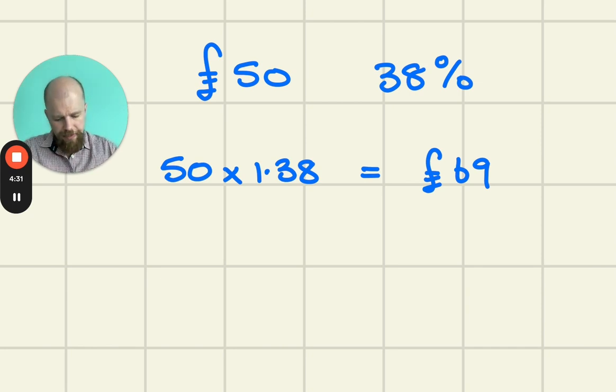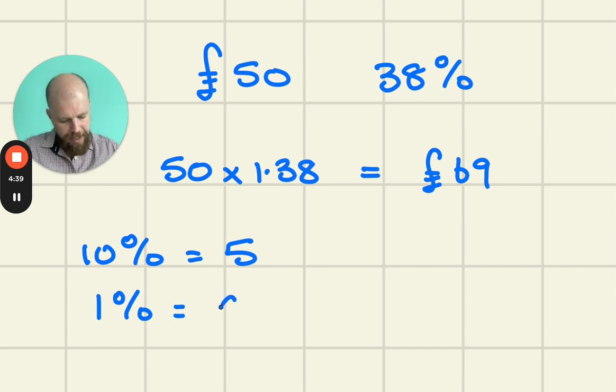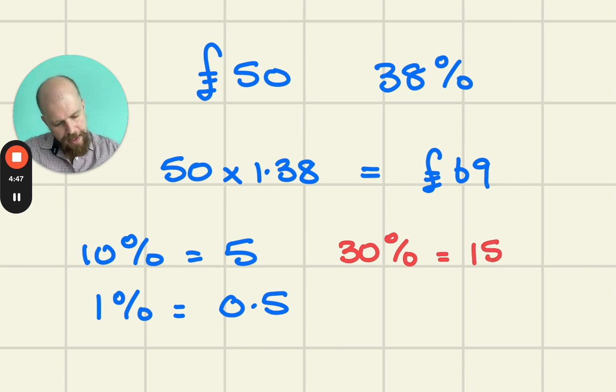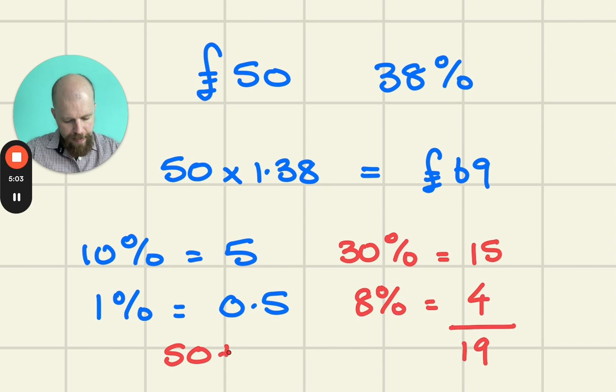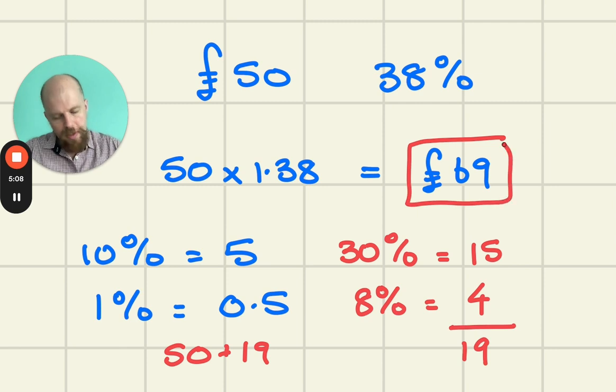Without a calculator, find 10%. So 10% divided by 10, 5. Find 1%. That would be divide by 10 again, so 0.5. We need to find 30%. So I times it by 3, and that gives me 15. And I need to find 8%, which would be 4, because I times 1% by 8. 0.5 times 8 is 4. Add these two together to get 38%. That would be 19. And then finally, if I add 50 plus 19, that would give me an increase of 38%, which is therefore £69.